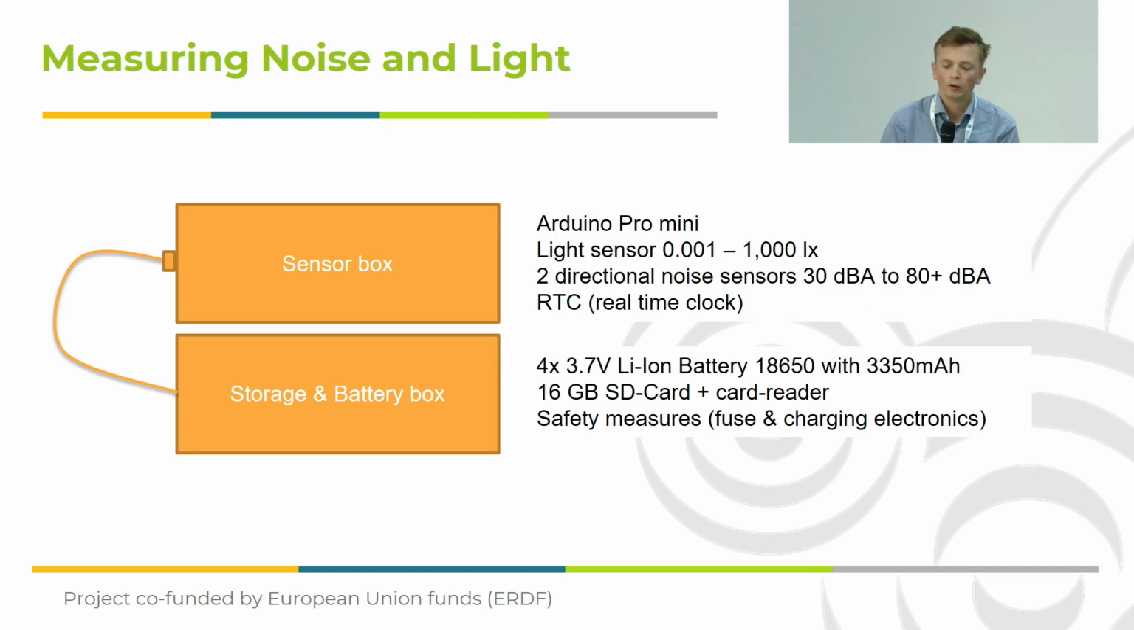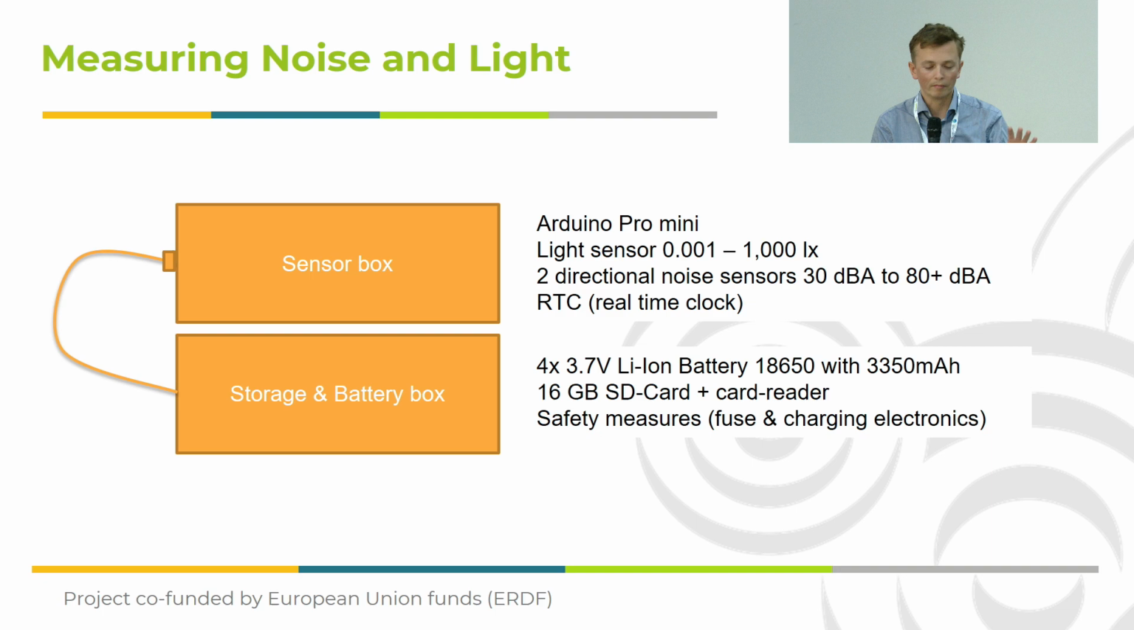This is more technical details about these two boxes. So on top we have the sensor box. On the top of the sensor box we have this light sensor. The light sensor is very sensitive, so we can measure light pollution between 0.001 up to 1000 lux. And then on each side of this box, we have two noise sensors. And there we measure values between 30 and approximately 80 decibels.